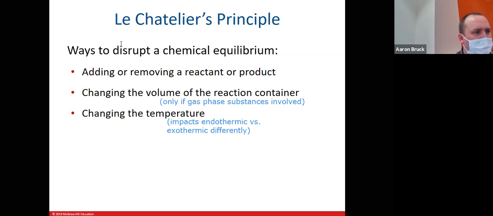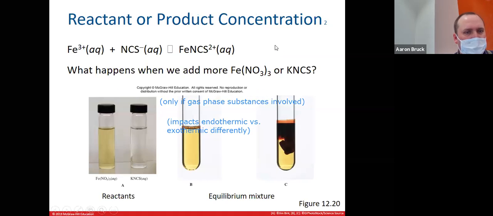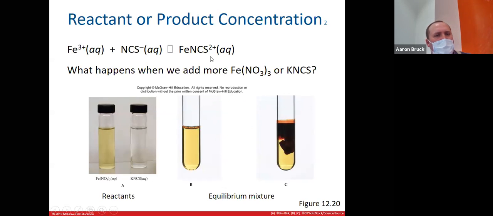All right, let's end today by doing this first type of disruption. So what is the impact of concentration? Let's take, for example, this equilibrium system that we have right here. In this reaction system, we've got iron 3 coming in the form of iron 3 nitrate and the thiocyanate ion coming in the form of potassium thiocyanate.